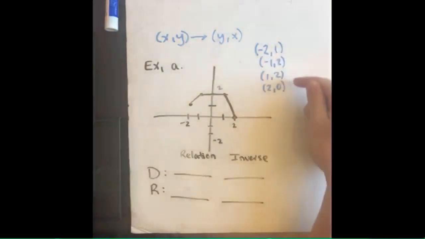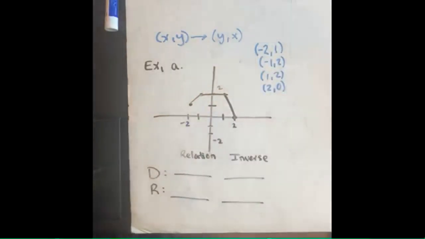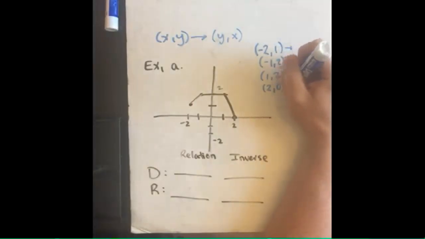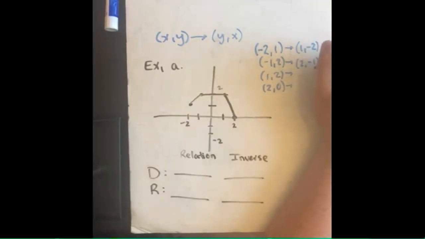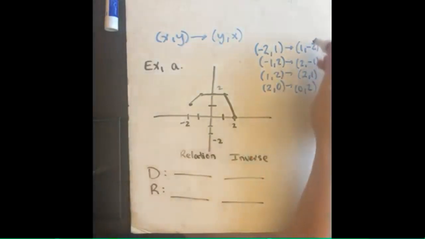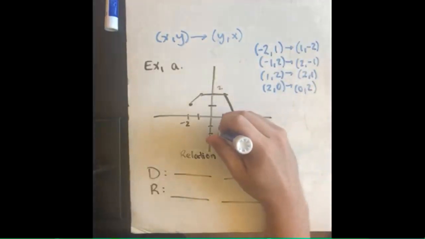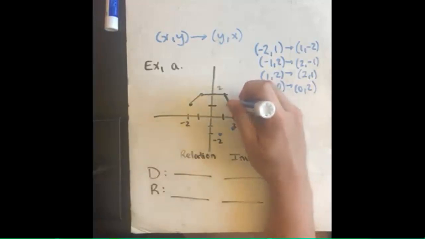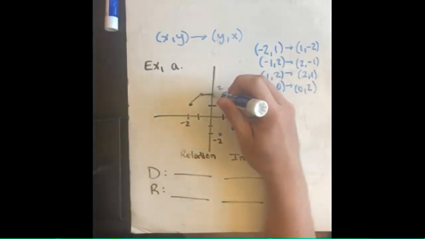So I have the old points written out here that you guys can see on the graph. And now we're just going to rewrite them, flipped around, might get off the screen a little bit. Hopefully it doesn't. We got (1, -2), (2, -1), (2, 1), and (0, 2). Okay, so hopefully you guys can see those points right. So now we got those 4 points we're going to put on the graph. So we got (1, -2), (2, -1), (2, 1), and (0, 2).